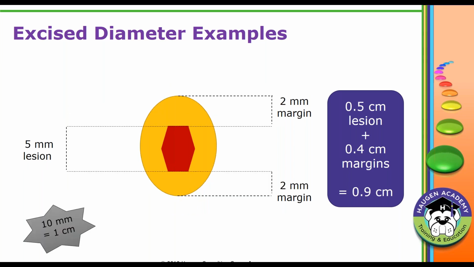So one more example here for excised diameter, and this one is in millimeters. This was a small lesion, but you can see a 5 millimeter lesion. 10 millimeters equals 1 centimeter, so you're just going to move the decimal over one place. So we have a 0.5 centimeter lesion, and then in this case we have 2 millimeter margins on each side, so a total of 0.4 centimeter margin. So this one's going to be an excised diameter of 0.9 centimeters.